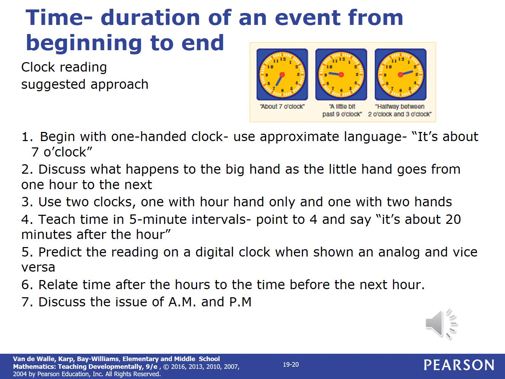Here are several suggestions for helping students focus on the actions and functions of the minute and hour hands. You could begin with a one-handed clock, and you want to make sure you use appropriate language. It's about 7 o'clock, so just start out with the hour hand. You could discuss what happens to the big hand as the little hand goes from 1 hour to the next, so they can start to see the relationship between the two hands. You could use 2 clocks, one with an hour hand only and one with 2 hands, so that you can scaffold or move students to the 2-handed clock.